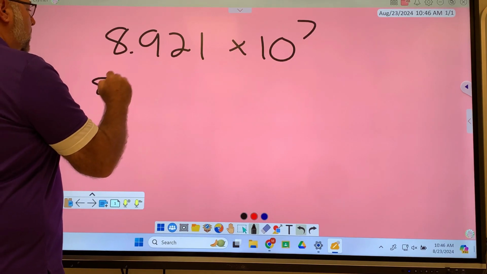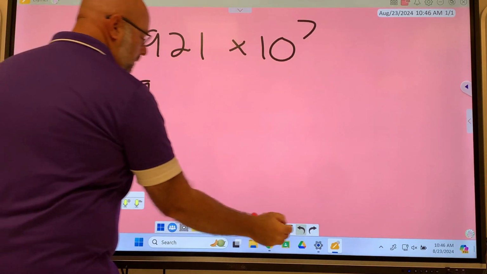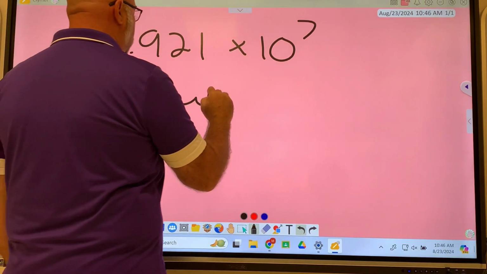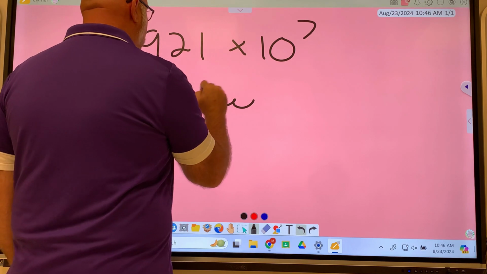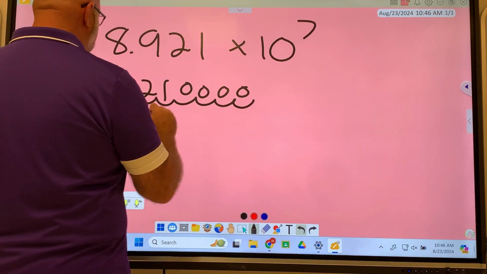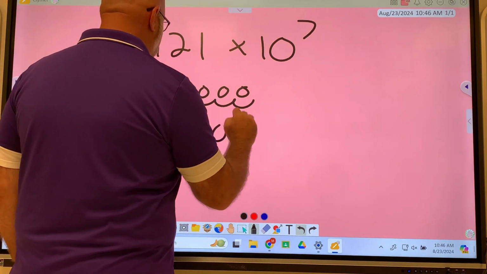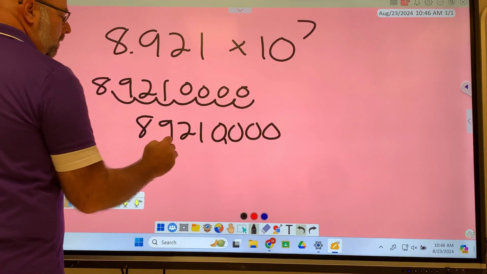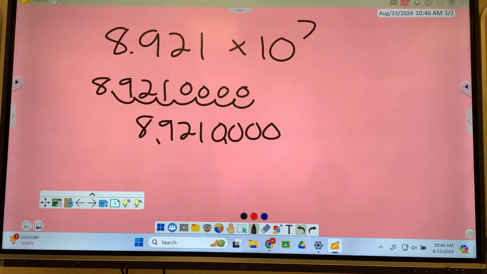7. I'm going to rewrite this so I have room. 1, 2, 3, 4, 5, 6, 7. Put in some zeros. I guess I'm going to rewrite this. 8, 9, 2, 1. 1, 2, 3, 4. Maybe put in some commas to make it legible, and you have your standard notation for this.